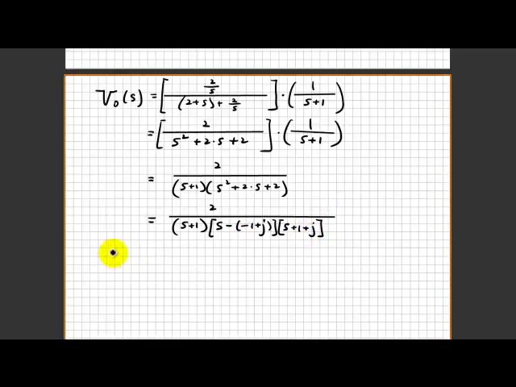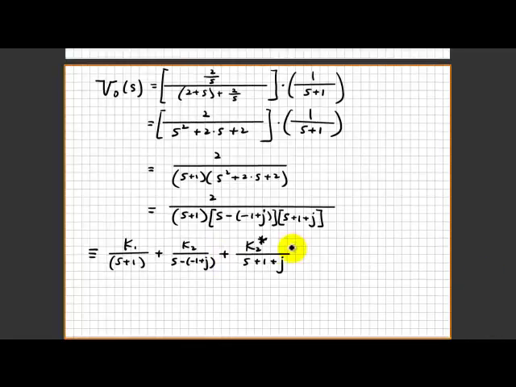So you can write this as K1 over s plus 1, plus K2 over s minus 1 plus j, plus K2 conjugate over s plus 1 plus j. This is the same thing you have been exercising since the beginning of chapter 13. So I am going to let you do this by yourself, and you can ask me the solution next time. I already showed you how to get to the partial fraction expansion.